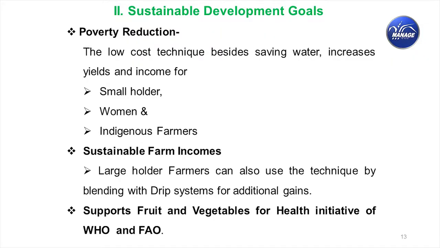Then this also helps. Today we are concerned not only with climate resilience, but also with sustainable development goals, and the Paris Climate Agreement also is there. Because this is a low-cost technique, even if a farmer cannot afford drip irrigation, he can use this method and derive benefits. This can be adopted by small farmers, women farmers, as well as tribal farmers. Then suppose a farmer is well-to-do, if he adopts this technique, he will have sustainable incomes. FAO and WHO have come out with a program called Fruits and Vegetables for Health Initiative. Since this technique is found to be very beneficial even for vegetables growing on creepers and climbers, it can be made use of.